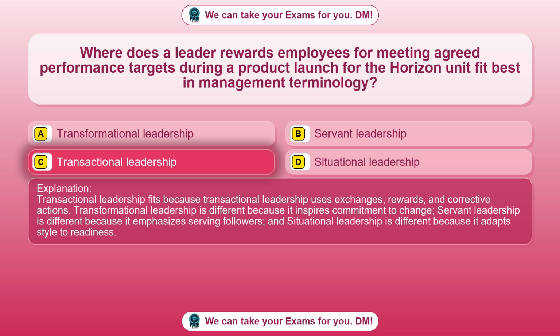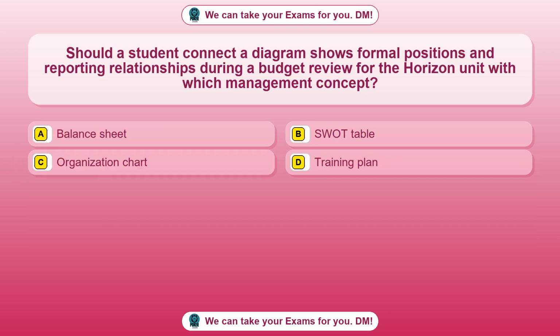Transformational leadership is different because it inspires commitment to change. Servant leadership is different because it emphasizes serving followers, and situational leadership is different because it adapts style to readiness. Question 71. Should a student connect a diagram shows formal positions and reporting relationships during a budget review for the Horizon unit with which management concept?